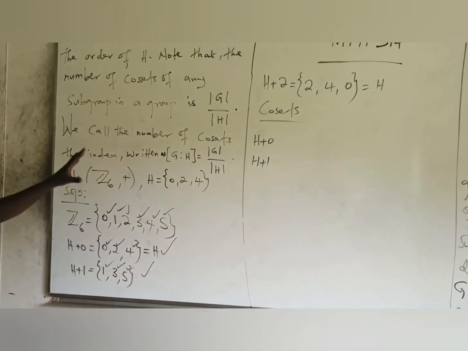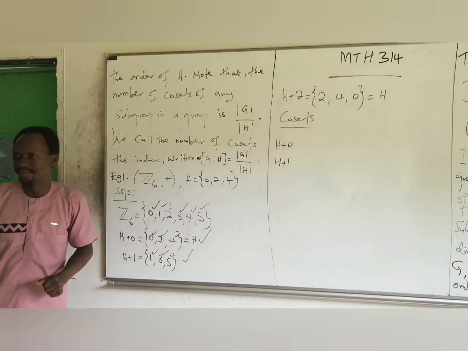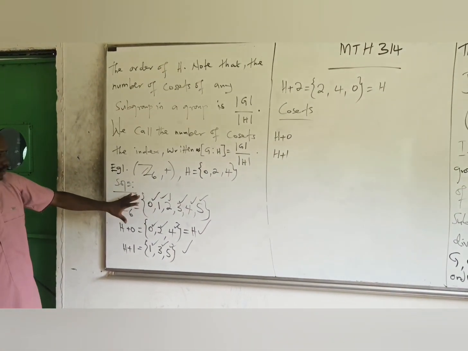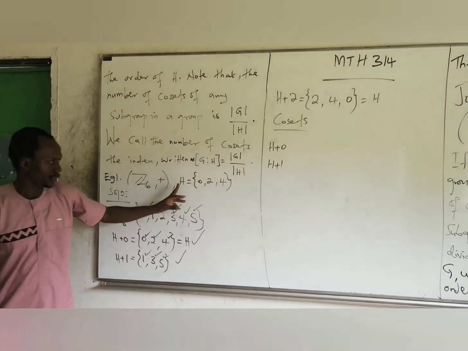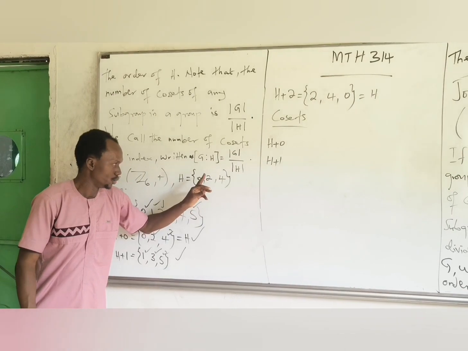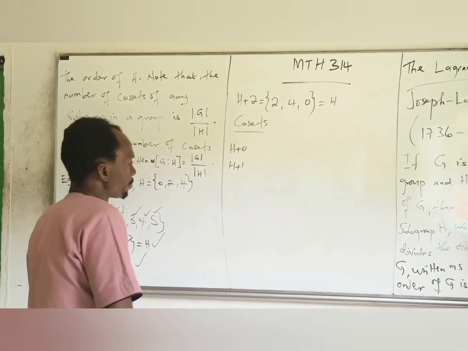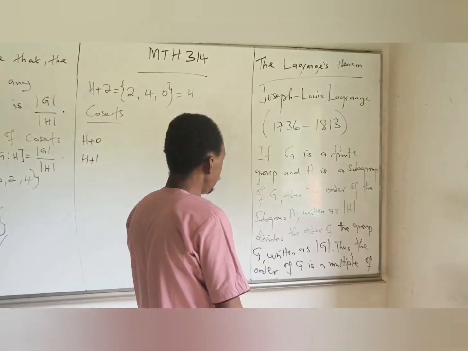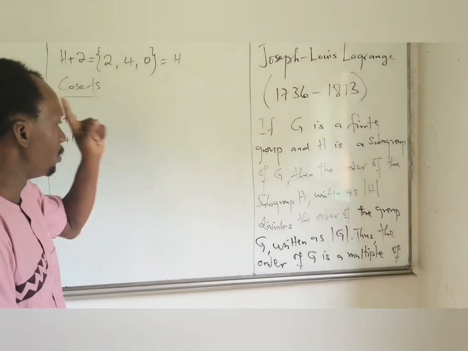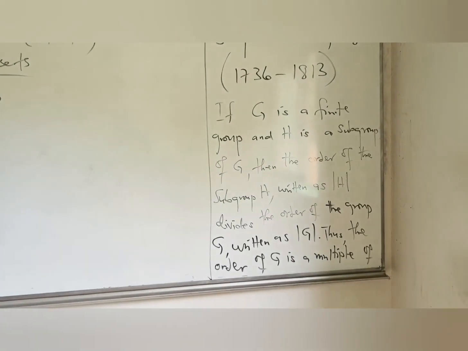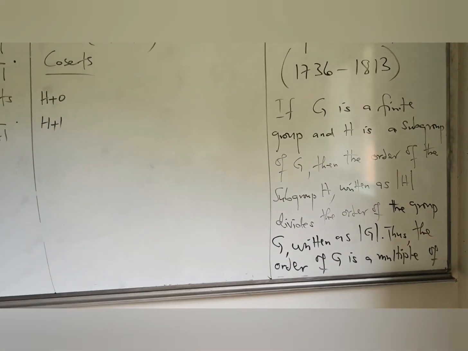Now let's see how we apply these things under Lagrange's Theorem. We have now found the cosets of Z6 under addition using the subgroup {0, 2, 4}. What did they say first? That if G is a finite group and H is a subgroup of G, then the order of the subgroup H divides the order of the group G.